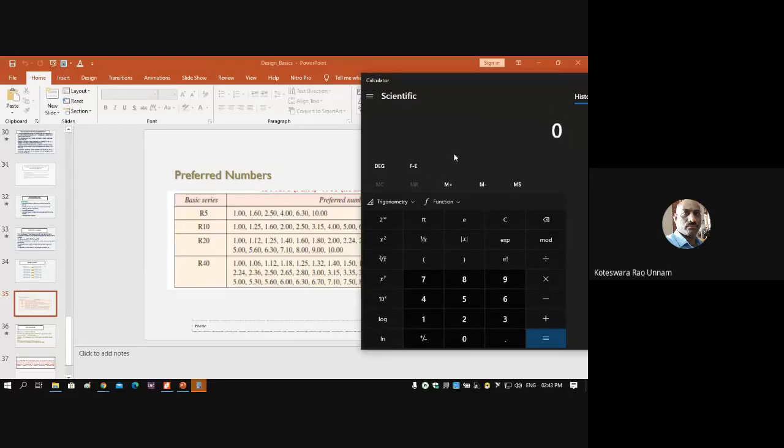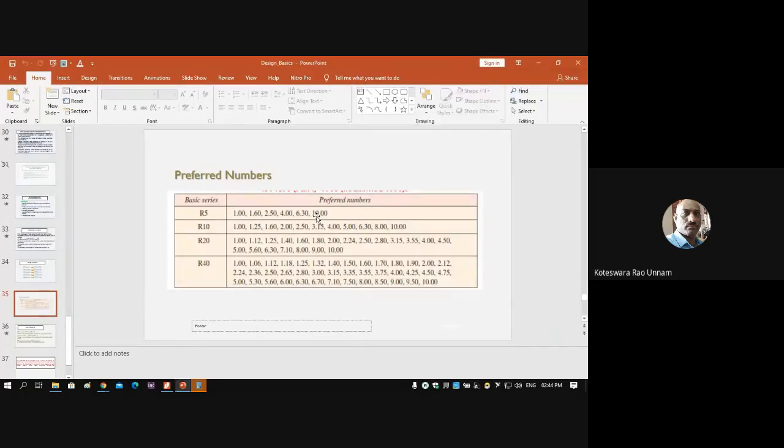Then the next number, 1.58 to the power 4. The fourth number is going to be to the power 4. So I got 6.23, which may be rounded up to 6.3. Then the final one is 1.58 to the power 5. So I got 9.84. It is rounded up to a standard number, 10. So like this, you can construct the series numbers.